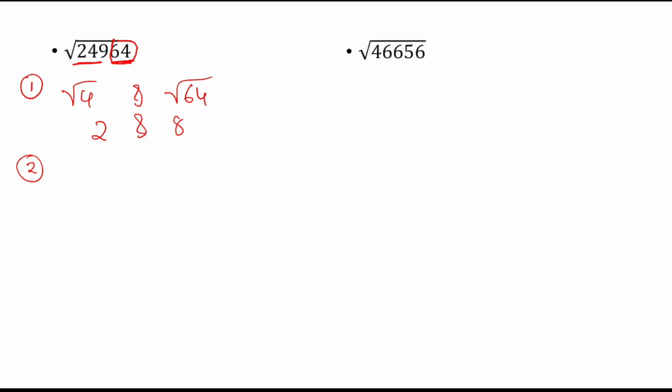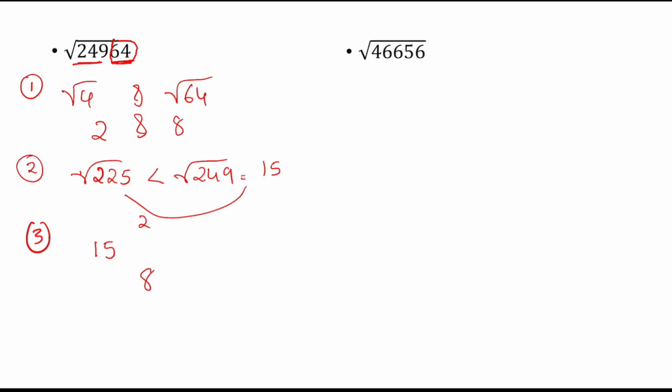Now, search one square root which is lesser and nearer to 249. So, it is square root of 225 is lesser and nearer to 249. So, square root of 225 is 15. So, therefore, write 15 here, 2 here, 8 here. So, square root of 24964 will be either 152 or 158. So, how we will know that?